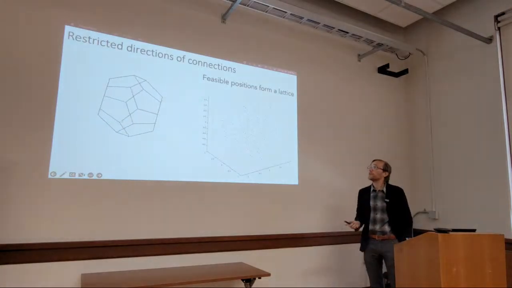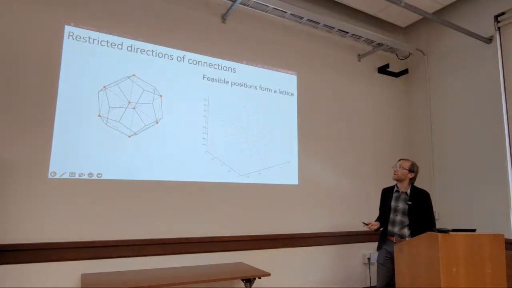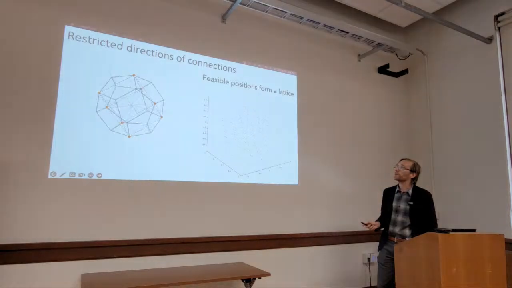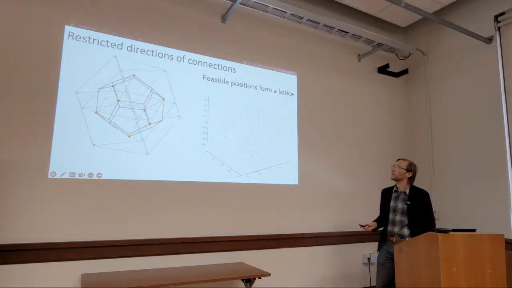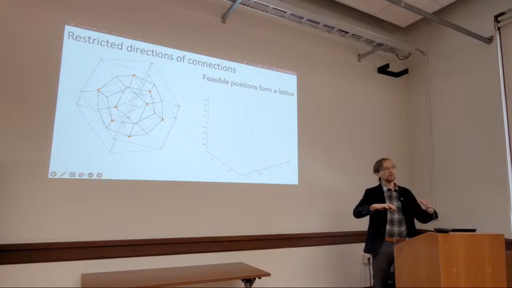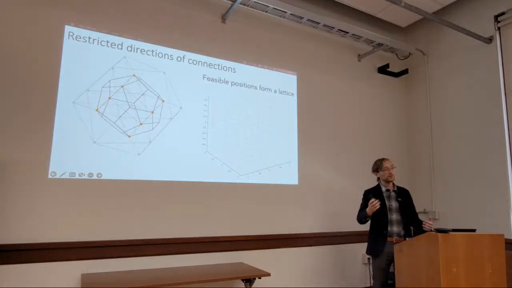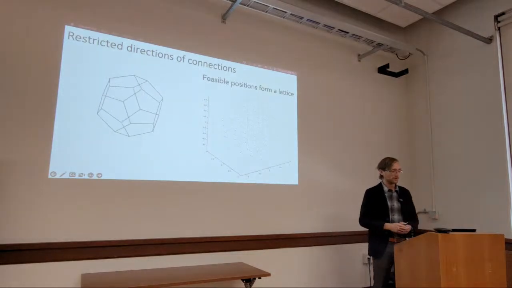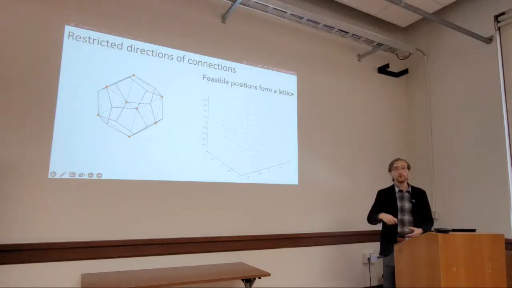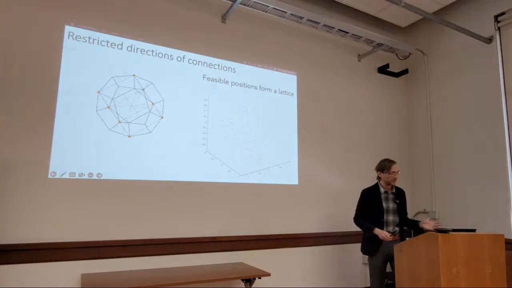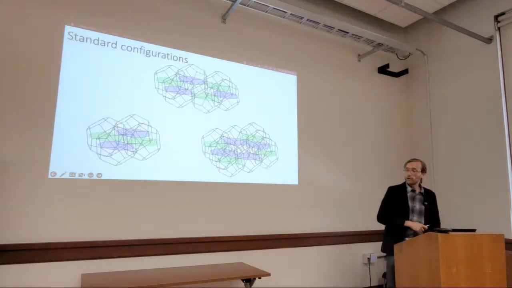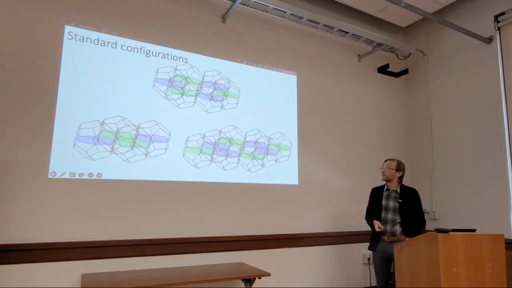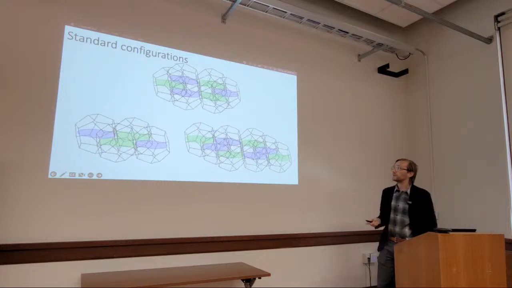And also, if we restrict the number of connections by using only some subset of vertices, we can show that by considering the successive translations incurred by these connections, we have a lattice of possible connection positions, which will be useful for optimizing over the feasible configurations. And so you can see here, by using these connections, we can recreate standard configurations.